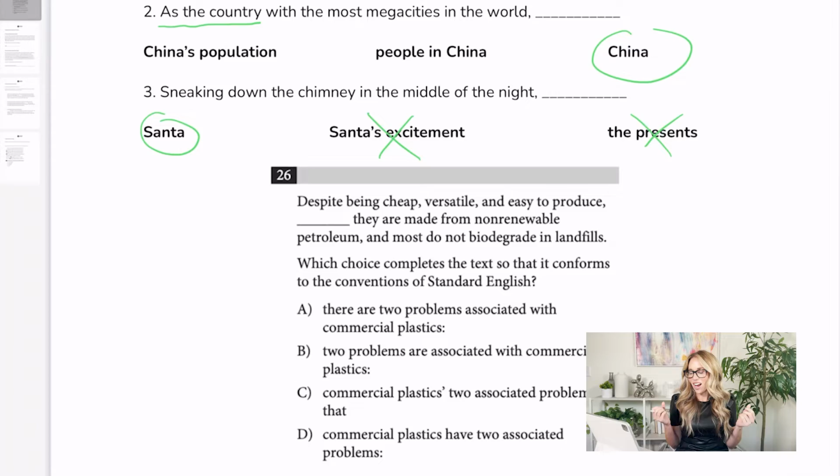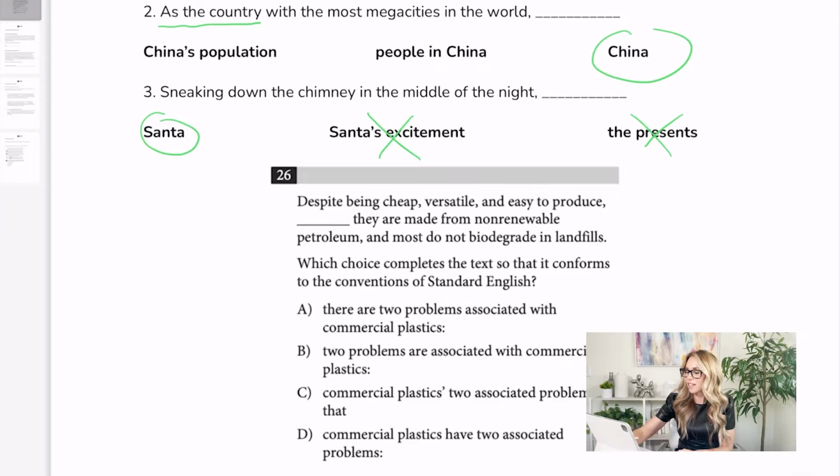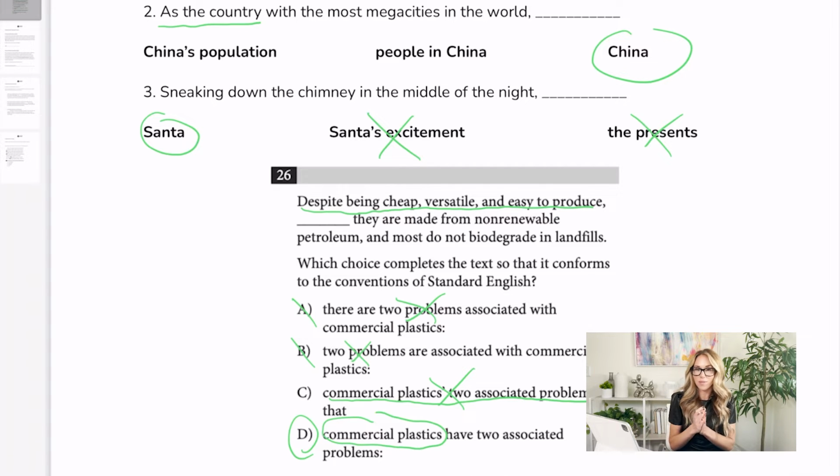So take a look at this number 26. This is from a digital SAT. Give this a try. All right, let's go over it together. Hopefully you paused the video and gave yourself some time. If the lead-in says, despite being cheap, versatile, and easy to produce, well, the problems wouldn't be the subject because problems aren't cheap, easy, and versatile, right? So that eliminates A and B. C actually is still talking about the problems because the subject would be commercial plastics' associated problems. That doesn't work. So the only subject that makes sense is the plastics themselves.